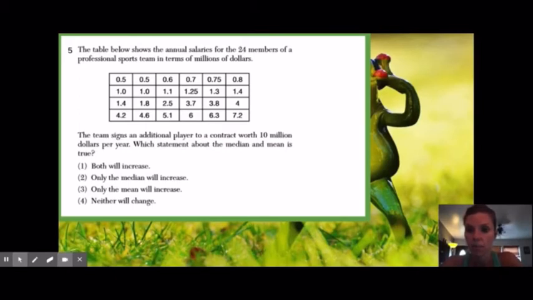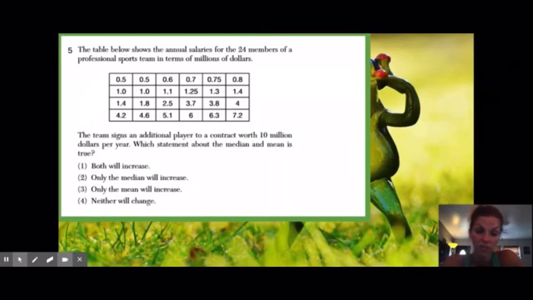This one says the table below shows the annual salaries for 24 members of professional sports teams in terms of millions of dollars. Must be nice. That's 7.2 million, huh? Okay. The team signs an additional player to a contract worth $10 million per year. Which statement about the median and the mean is true? Well, what do you think is going to happen? Is it going to change?